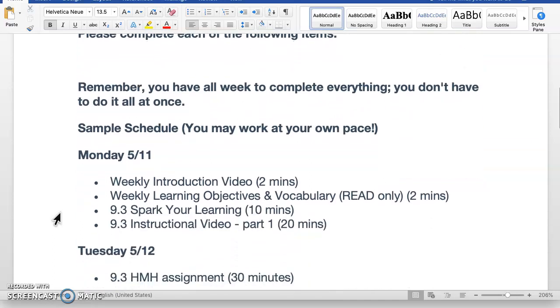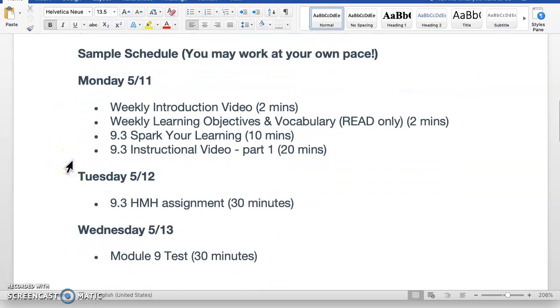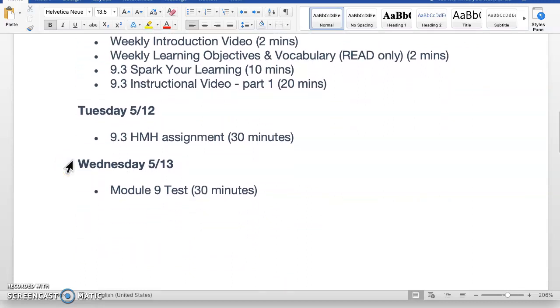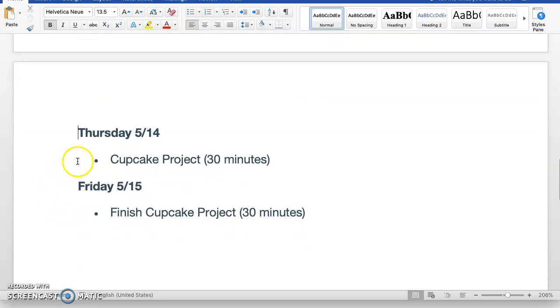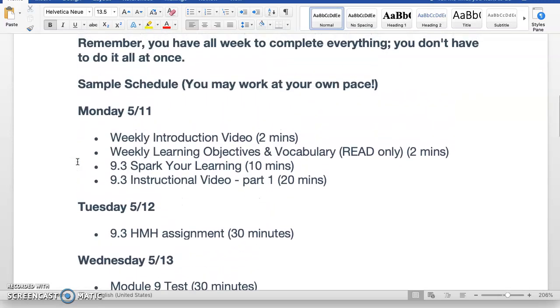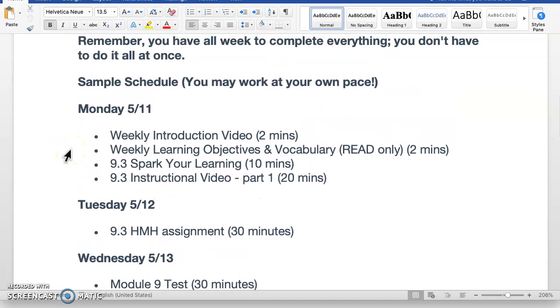All right, so like I was telling you guys, you have all week to get all this done. You don't have to sit down in one day and do it. So here's a little sample schedule of what you could get done on Monday. There's a little something for Tuesday. Take your test on Wednesday. And then down on Thursday and Friday, we have a fun cupcake project to close out our sixth grade math career. So, if you're needing an idea of how to get all of your work done this week, boom, there it is. All right. So make sure you read over this, and if you have any questions, let me know.